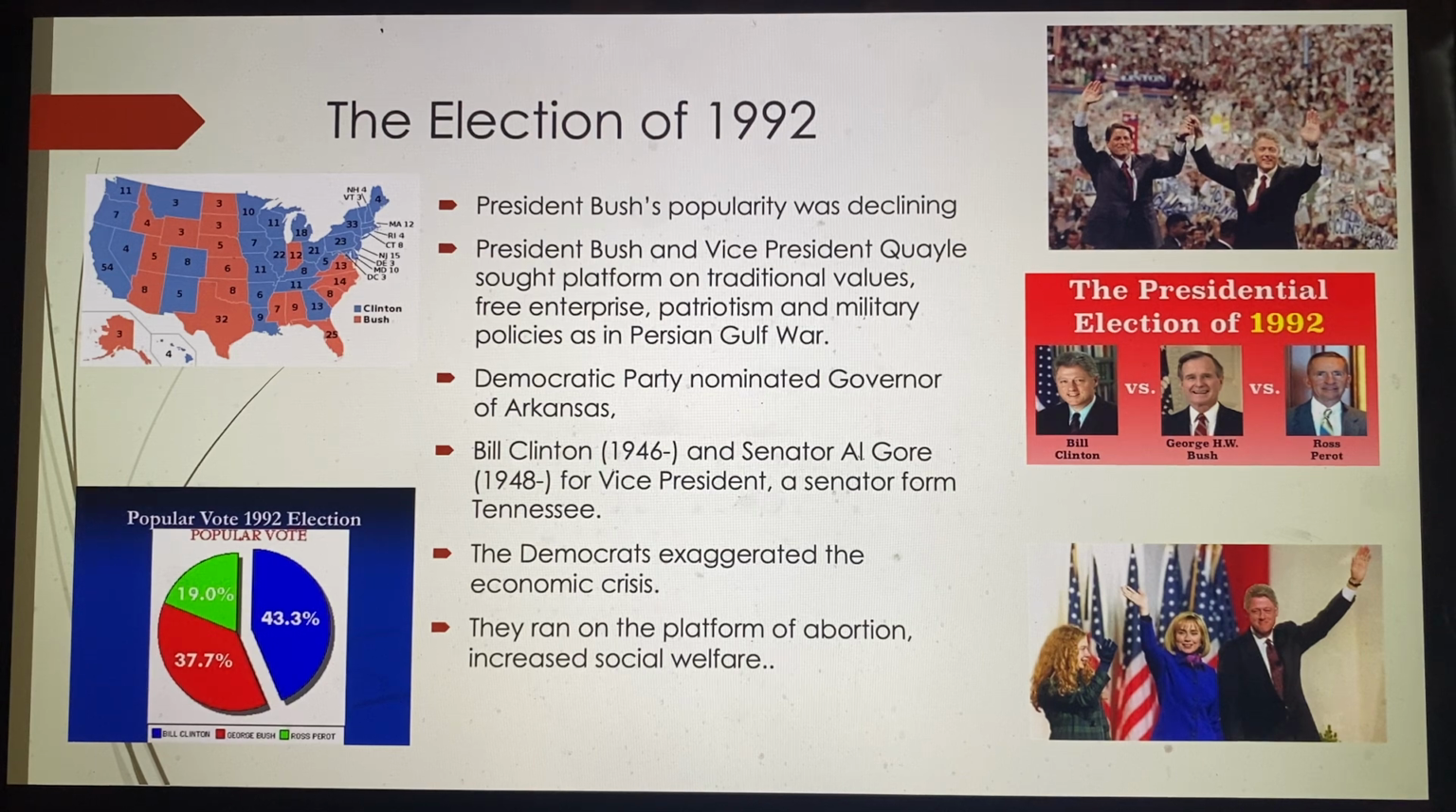He was born in 1946, and his vice president candidate running with him would be Senator Al Gore, a senator from Tennessee. The Democrats did exaggerate the economic crisis, and they ran a platform of abortion and also increased social welfare. So you can see here, basically this is going to tell you who wins, but not only that, we're going to see another candidate enters the race, Ross Perot.